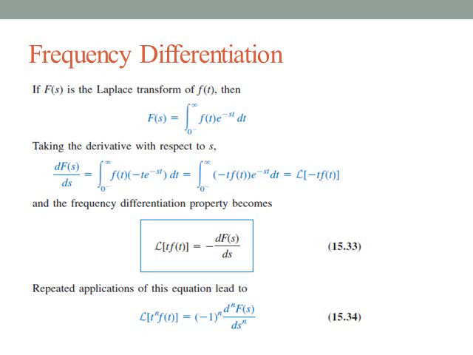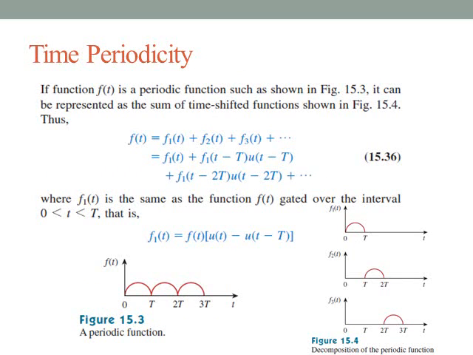Similarly, the frequency differentiation in frequency domain is basically equivalent to t multiplied with f of t and with a minus sign. This minus sign occurs because of this e raised to power minus st, so we have to use this minus sign on either side of the equation. Time periodicity.